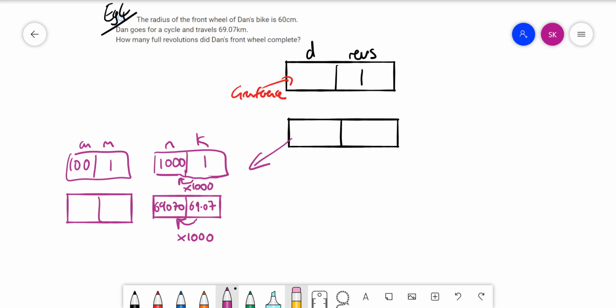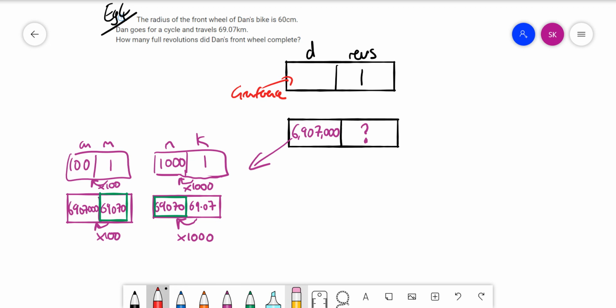So it's 69,070 meters. Now I'm going to write that here in this box because that's how many meters I have: 69,070. And then I'm going to write the conversion, times 100, times 100, and it's 6,907,000, 6,907,000 in centimeters. Fine. So remember, this question is all about finding how many revolutions this front wheel completed.